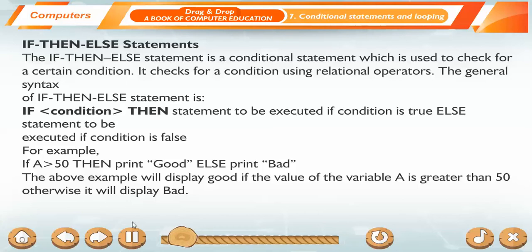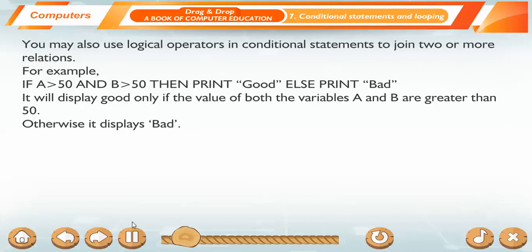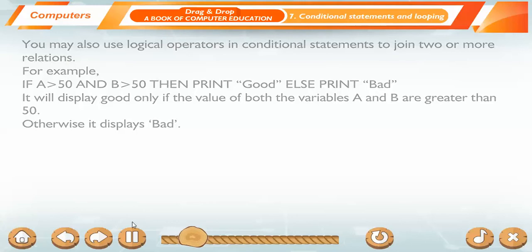The above example will display good if the value of the variable A is greater than 50, otherwise it will display bad. You may also use logical operators in conditional statements to join two or more relations. For example, if A is greater than 50 and B is greater than 50, then print good, else print bad. It will display good only if the value of both the variables A and B are greater than 50. Otherwise, it displays bad.